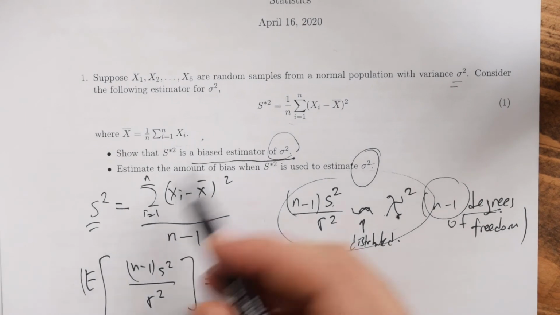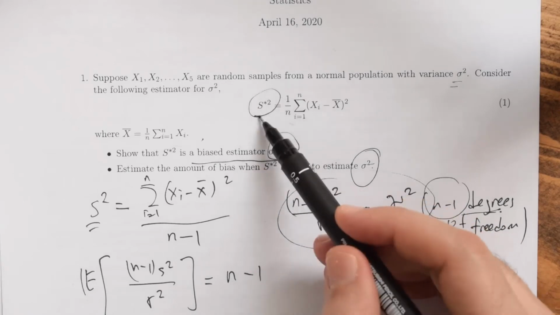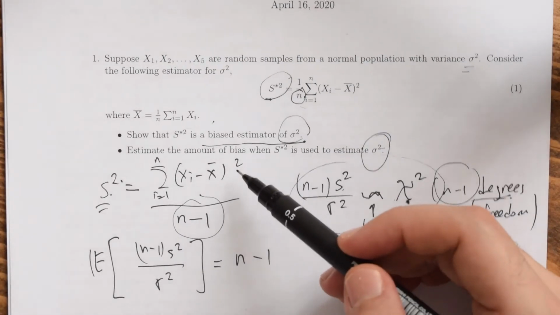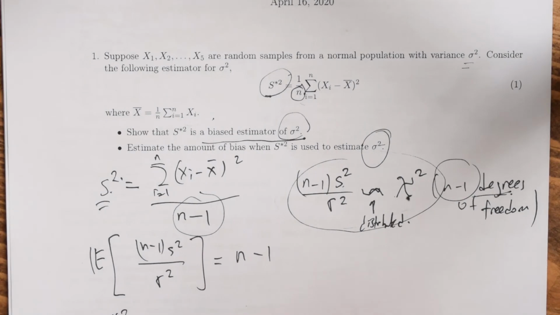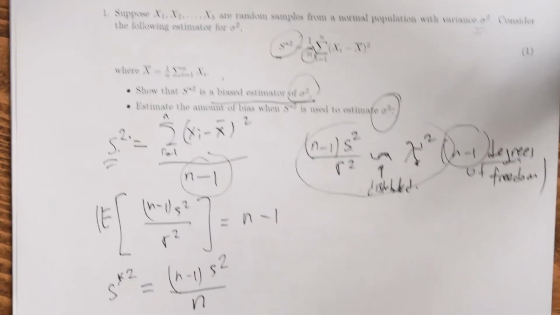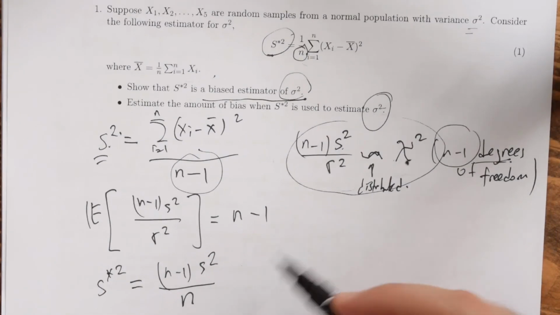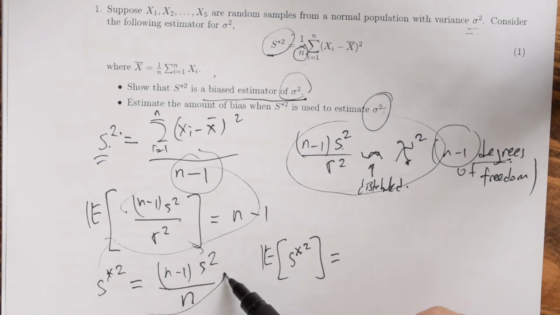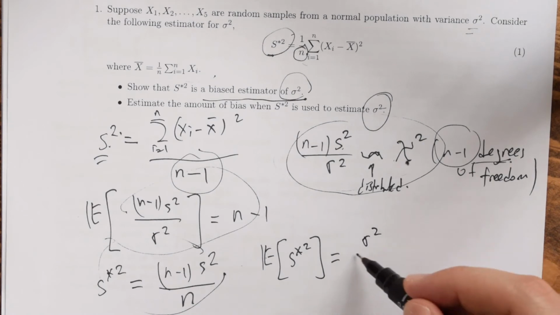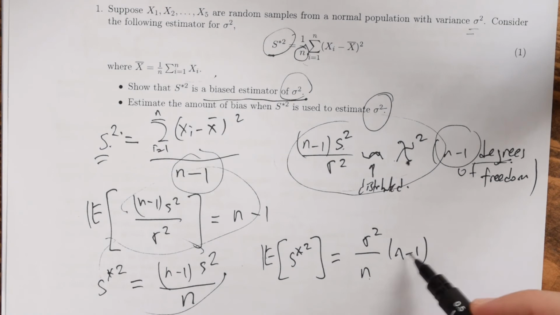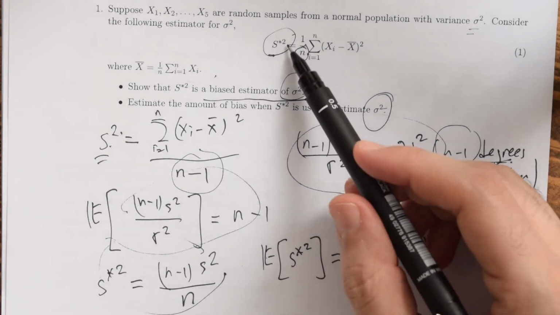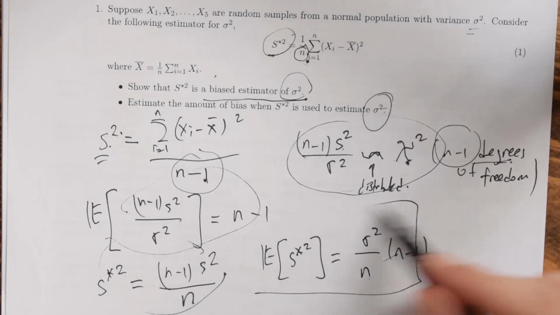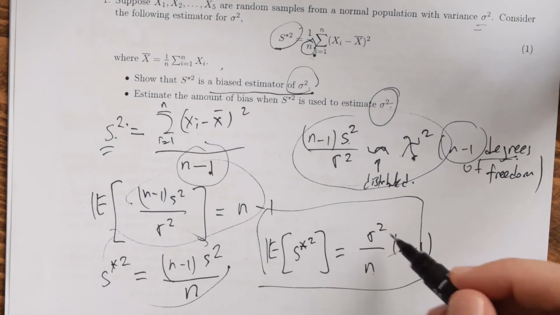The only difference between the random variable s star square and s square is the change in the denominator, which is n here and n minus 1 there. So the relationship between them is pretty simple: s star square is equal to n minus 1 times s square over n. Using this relationship and the previous fact, I can calculate the expected value of s star square pretty easily to be sigma square times n minus 1 over n. This is the difference, due to n being the denominator here and n minus 1 being the denominator for s square.